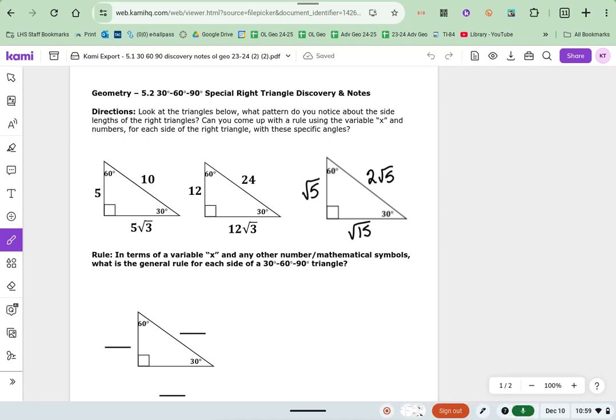Alright, guys, let's get started on your last notes for the year. Yay! Until January. So exciting. You're almost halfway through geometry.